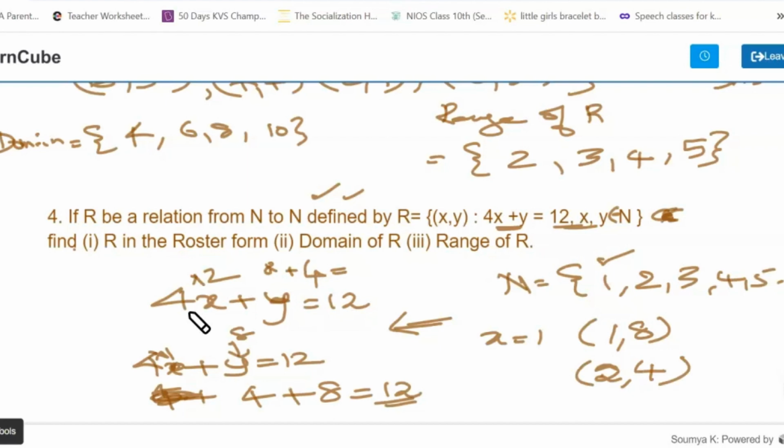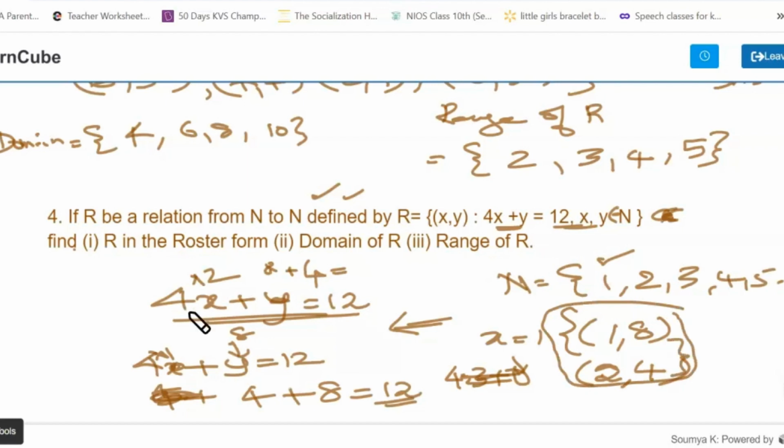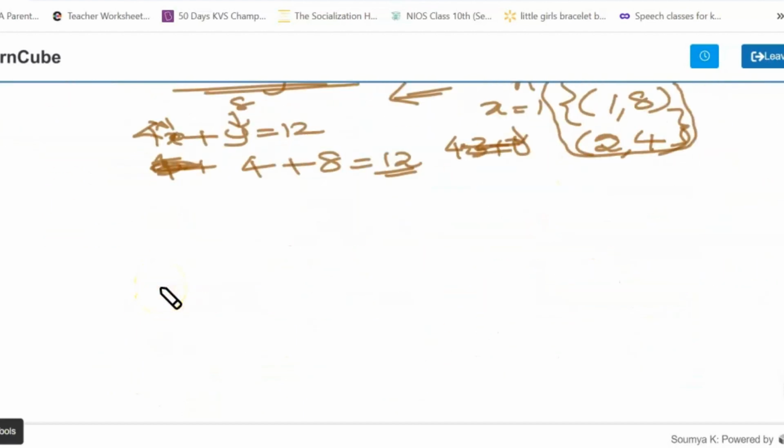Now the next number you can check with is 3, that is 4 into 3, 4 3s are 12, and here y will be 0. So that need not be mentioned because 0 is not a natural number. So this condition cannot be taken. And after that, any number you take, you will not get the condition satisfied. So only these two ordered pairs will be the result of your relation. Written in a better way, relation R is equal to {(1, 8), (2, 4)}. This is the final result.